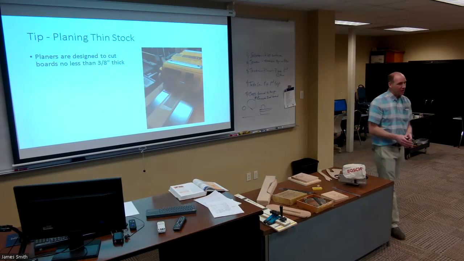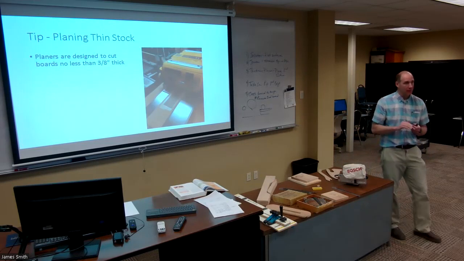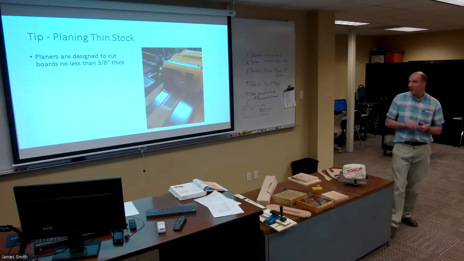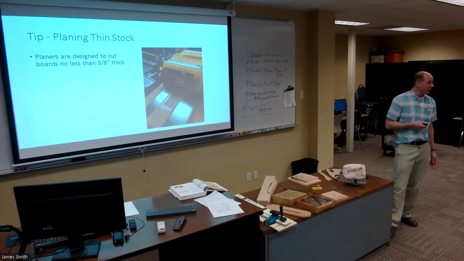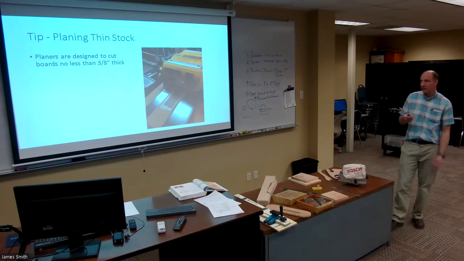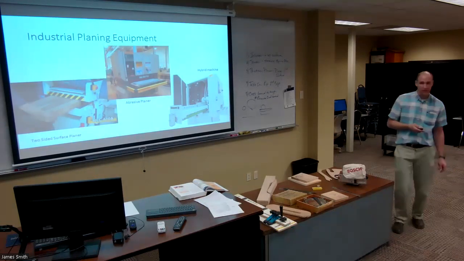Also, you have a limit on the thickness of board that you can send through the planer. I've always heard that you don't ever want to send a board that's thinner than 3/8 of an inch through the planer. How do you get around that? Well, you can use a backer board. You can use two-sided tape and stick a board to a backer board and send it through the planer. That is oftentimes a way to get sufficient thickness and room inside the planer to do stuff that's less than 3/8.